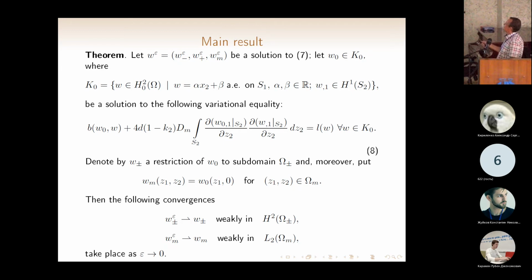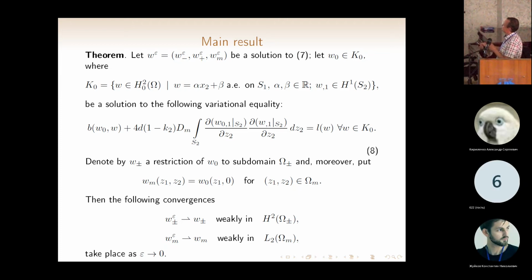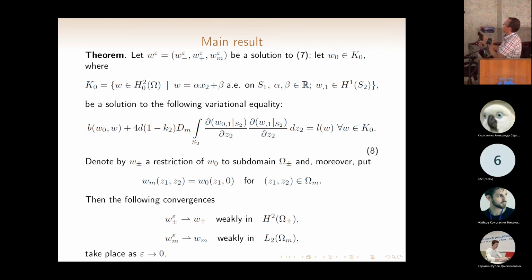Так вот, если мы будем решать это вариационное равенство, то оно имеет единственное решение. Это решение мы обозначаем через W0. И мы имеем следующее: W эпсилон плюс-минус слабо сходится к W плюс-минус в пространстве H2 в соответствующих областях омега плюс-минус. Здесь W плюс-минус это сужение функции W0 на области омега плюс-минус. А то, что характеризует включение, сходится слабо в пространстве L2 омега m к функции WM, которая определяется следующим образом. Мы берем функцию W0, подставляем вместо второй координаты значение 0, фактически берем след на общем интерфейсе областей омега минус и омега плюс. Но мы считаем, что эта функция определена в области омега m, то есть она от второй координаты не зависит. Вот это и есть слабая сходимость в пространстве L2.